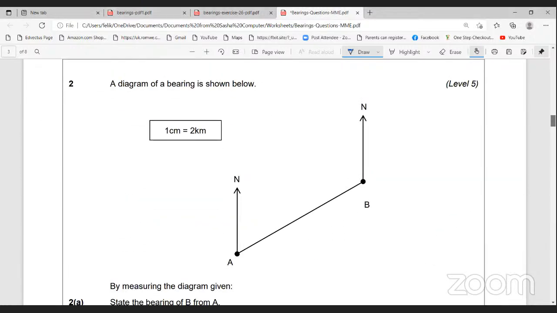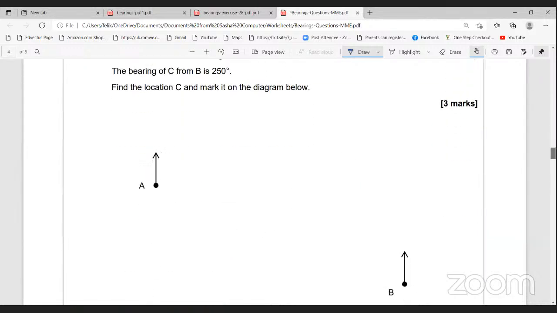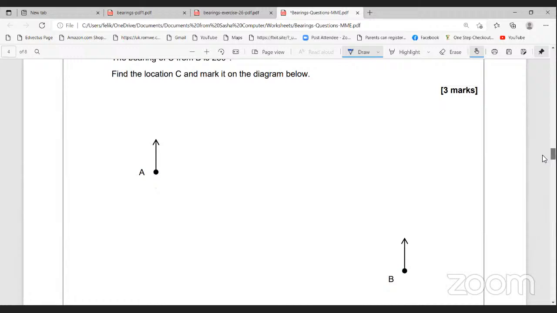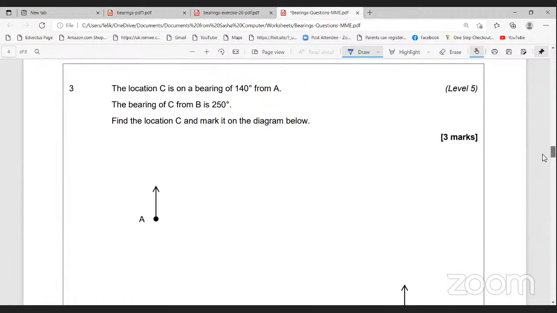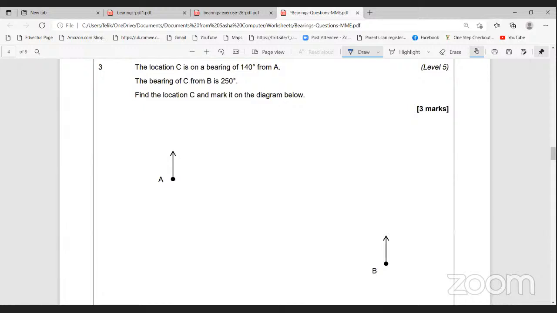All right, we're going to come down to this question. We don't want to measure anymore, just a diagram one to one with the angles in. The location of C is on a bearing of 140 from A. The bearing of C from B is 250. Find the location of C and mark it on the diagram below. This is an interesting one. Let's zoom out a bit so that all the points show. Go ahead and write down this question, and you must have a ruler.